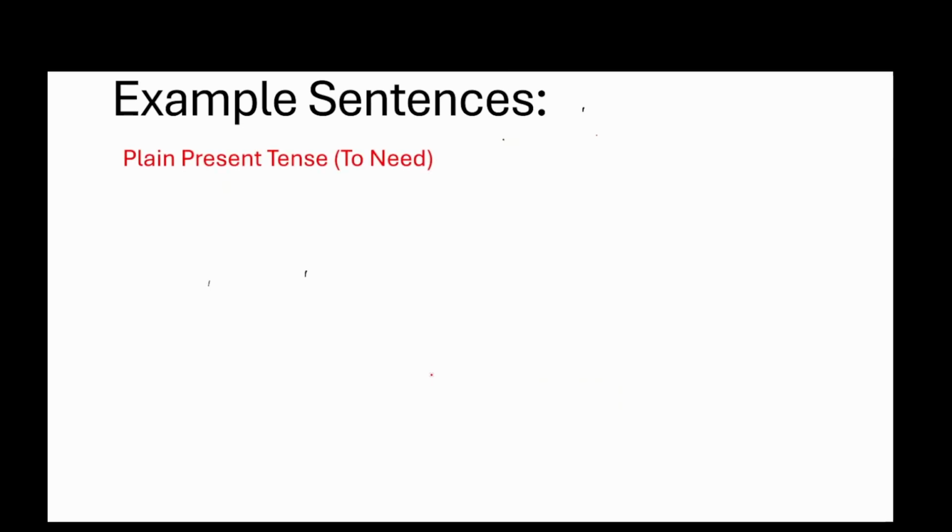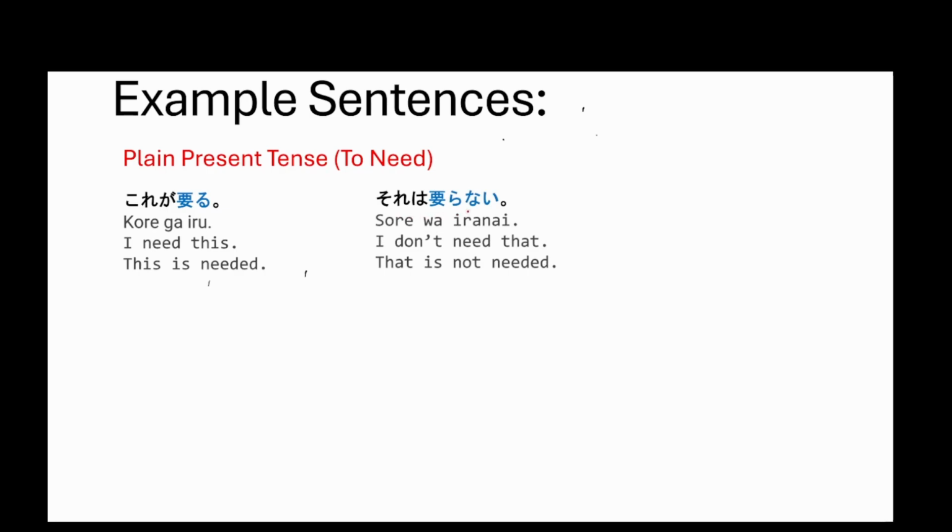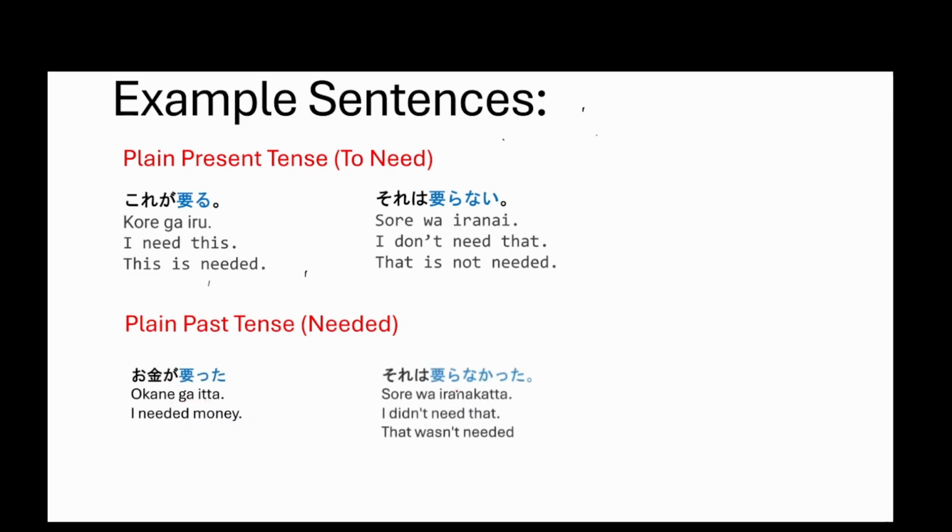Okay, next we'll have sentences in the plain form. Let's start with the plain present tense. Kore ga iru. I need this. This is needed. Sore wa iranai. I don't need that. That is not needed. Okane ga itta. I needed money. Sore wa iranakatta. I didn't need that. That wasn't needed.